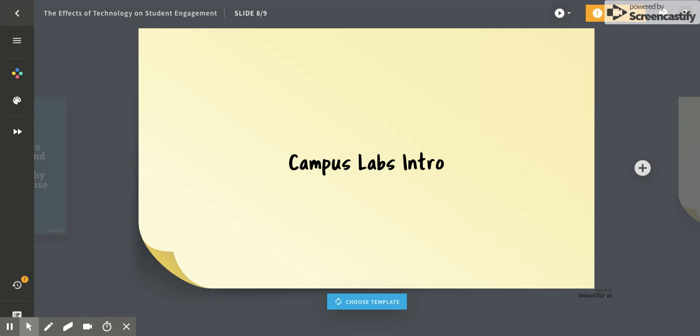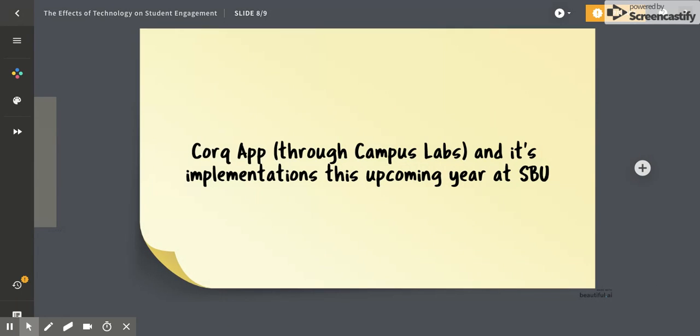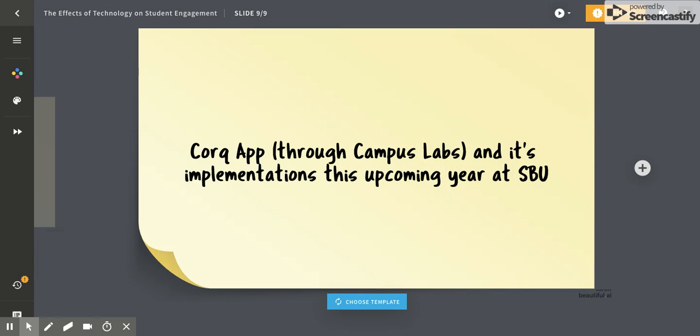I haven't gotten to this part of the presentation yet. However, I want to go deeper into what Campus Labs is, who they are, and what type of resources they have to use on campus. Here on our campus, we use Campus Labs for SB Engaged, working with all the clubs and organizations, the office that I work in. I also want to go into the Cork app and all the different implementations that SB Engaged, Cork, and Campus Labs have done in the last year, but also in this upcoming year as well.